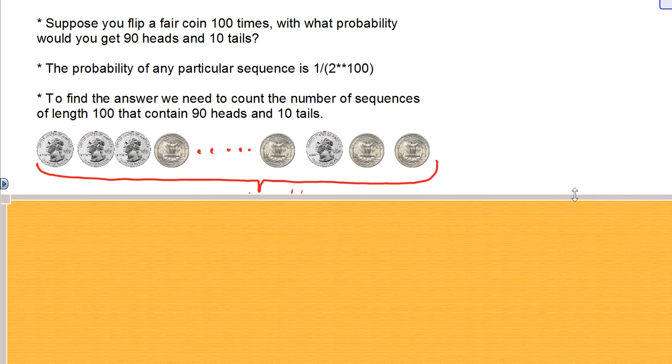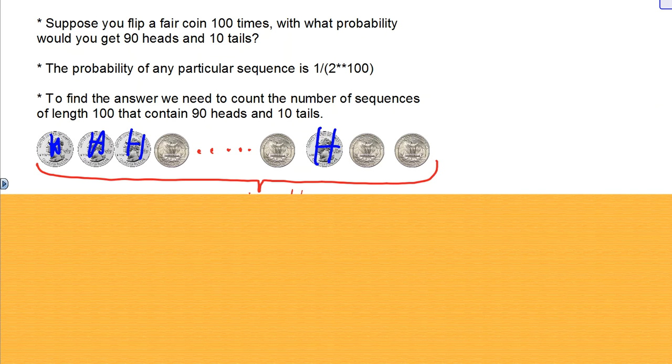If you look at that, you see that you have a head here, and a head here, and a head here, and a head here, and then all the rest are tails. So this is very much like the problem that we had before of counting the number of ways to put 4 pigs and 3 lions.